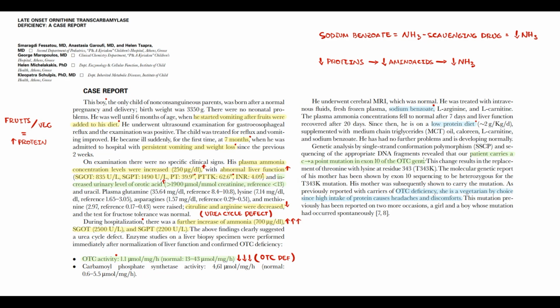As we see in this case, the mutation which caused ornithine transcarbamylase deficiency was found. Also, they determined that his mother was a carrier, and interestingly, she was a vegetarian by choice, simply because meat has a lot of proteins, and consumption of a high amount of proteins in her case causes headaches and discomfort that can be explained by the toxic effect of ammonia on brain tissue.